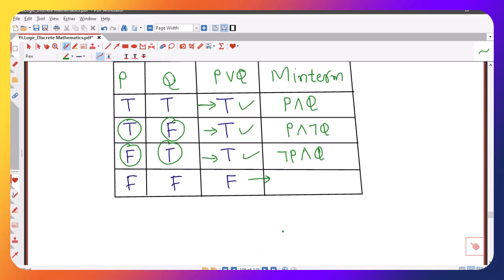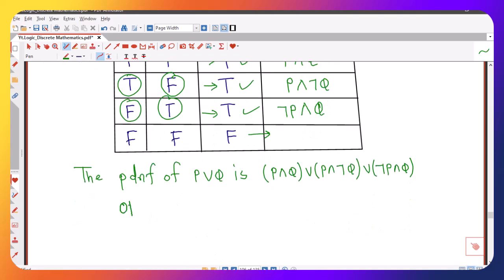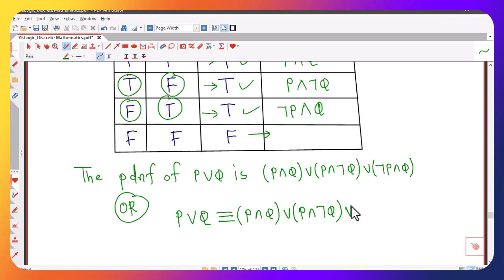the false row. And after that, the principal disjunctive normal form of the given formula, which is p or q, is nothing but the disjunction of these three min terms: p and q, or p and negation q, or negation p and q. And we can write it in this way also: p or q is logically equivalent to p and q, or p and negation q, or negation p and q.